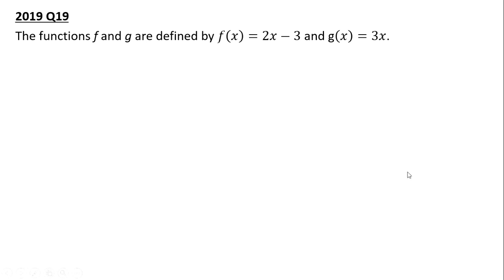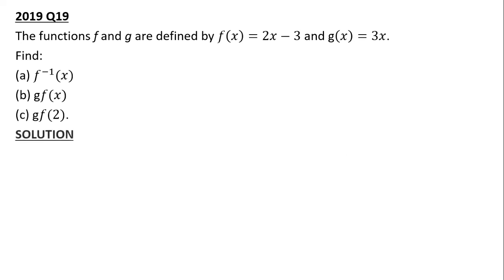2019. The functions f and g are defined by f of x is equal to 2x minus 3 and g of x is equal to 3x. Find f inverse of x, g of f of x, g of f of 2.